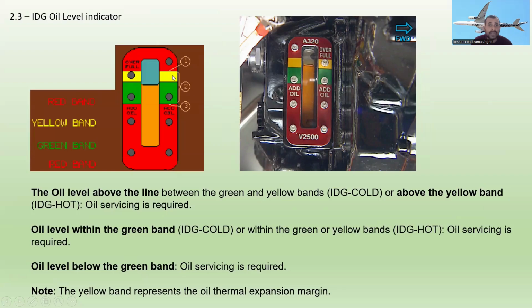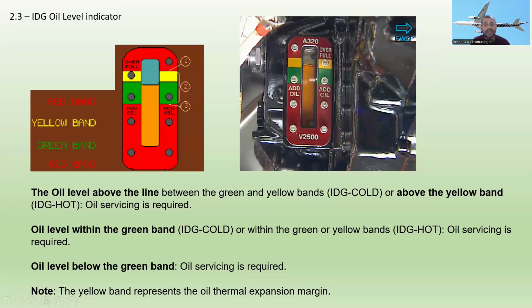If the IDG oil level is above the yellow band when the IDG is hot, oil servicing is required. When the IDG is cold, the oil level should be above the line between the green and yellow bands, and when the IDG is hot, above the yellow band. If the oil level is within the green band or within the green or yellow band, oil servicing is required. If the oil level is below the green band, oil servicing is required.